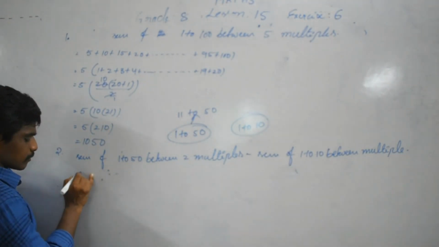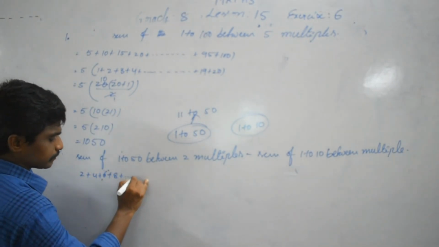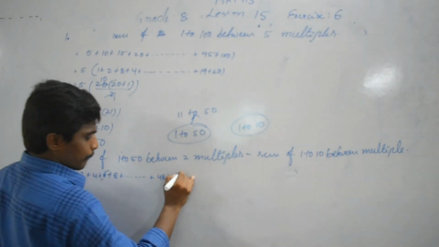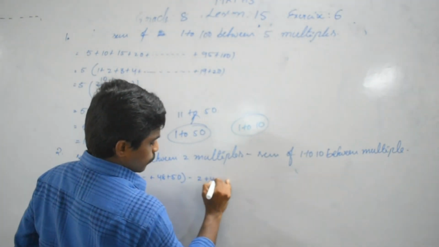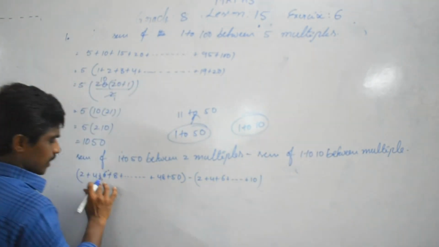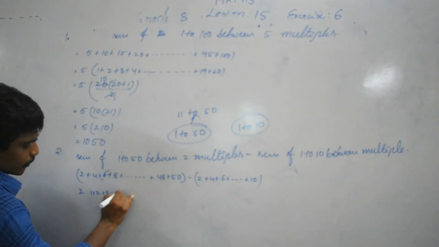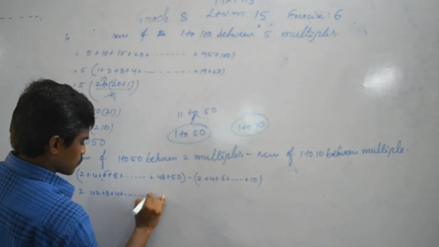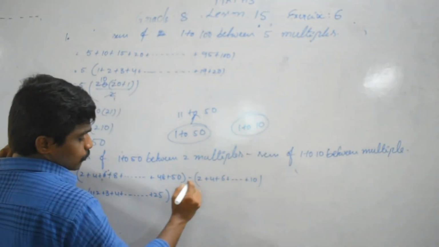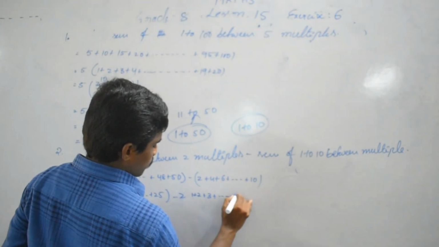So as it is here, 2 plus 4 plus 6 plus 8 plus ... 48 plus 50, minus 2 plus 4 plus 6 plus 8 plus 10. So here 2 is common: 2 times (1 plus 2 plus 3 plus 4 plus 5 plus ... 25) minus, here also 2 common, (1 plus 2 plus 3 plus 4 plus 5).